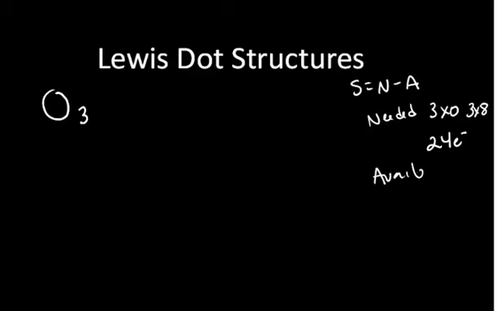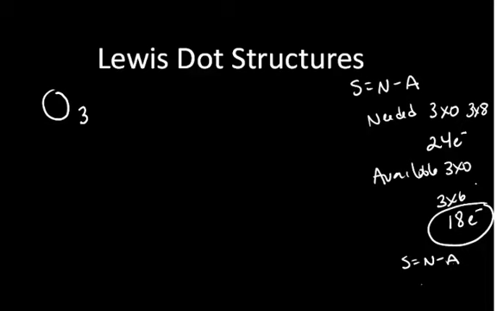Available: we have 3 oxygen atoms. Each oxygen has 6 valence electrons, so 3 times 6 is 18. 18 available electrons to work with in this structure. So according to the S equals N minus A rule, we would predict 24 minus 18 equals 6 shared electrons, or 3 bonds, in this particular structure.